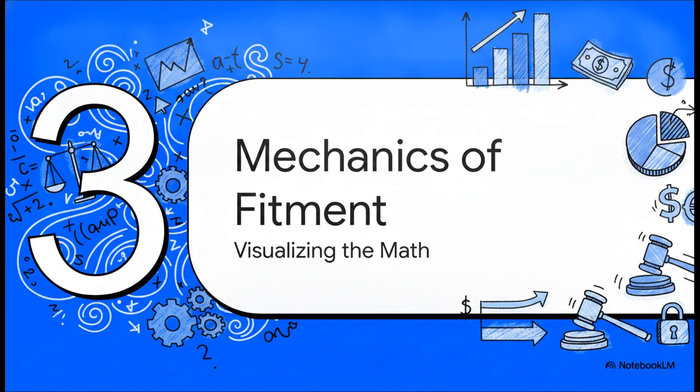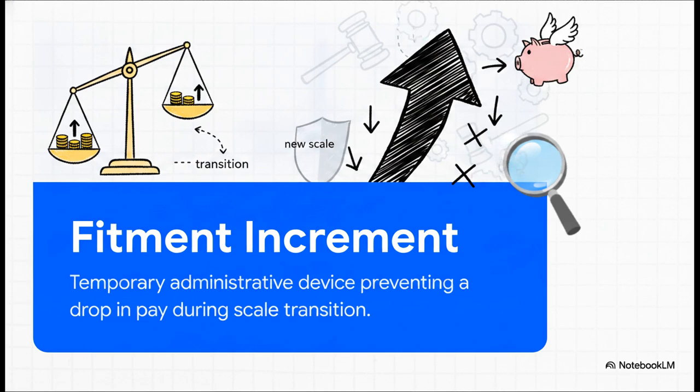Moving right along to Section 3, the mechanics of fitment, visualizing the math. Okay, so what exactly is this dense legal jargon, a fitment increment? Simply put, it is not a permanent promotion. It's not a superior pay scale. It's just a temporary, corrective, administrative device. Its literal only purpose is to bump an employee to the nearest higher stage in a new pay scale just to prevent a drop in their take-home pay during a transition.